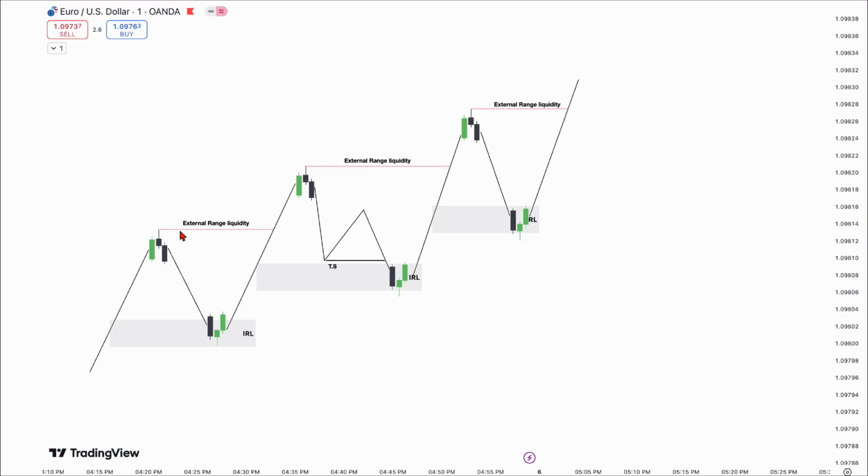In this schematic, you can see how price filled the imbalance and created a CRT before pushing toward the ERL, which became the catalyst for the entire move. Same here.